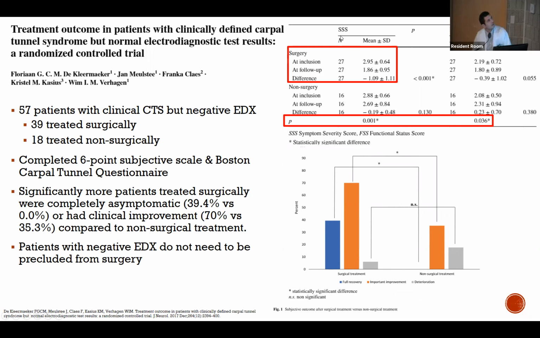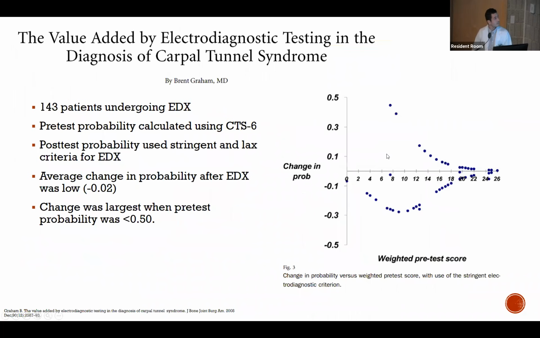And on the different aspects of the Boston Carpal Tunnel Questionnaire, those who had surgical treatment had significantly lower scores compared to non-surgical treatment for both aspects. The main takeaway from this study is that even with negative electrodiagnostic studies, this does not preclude a patient from getting surgery.